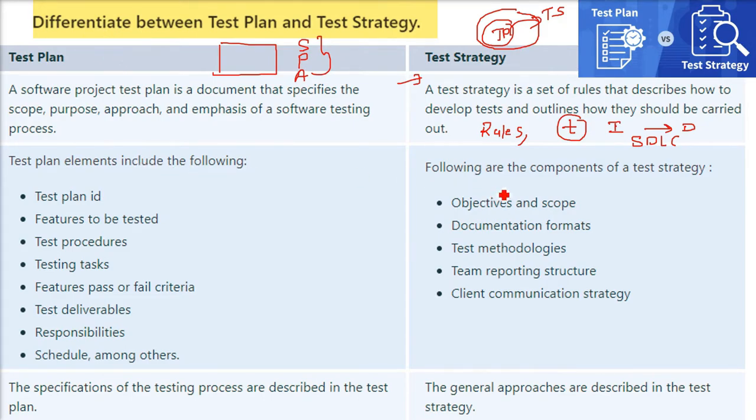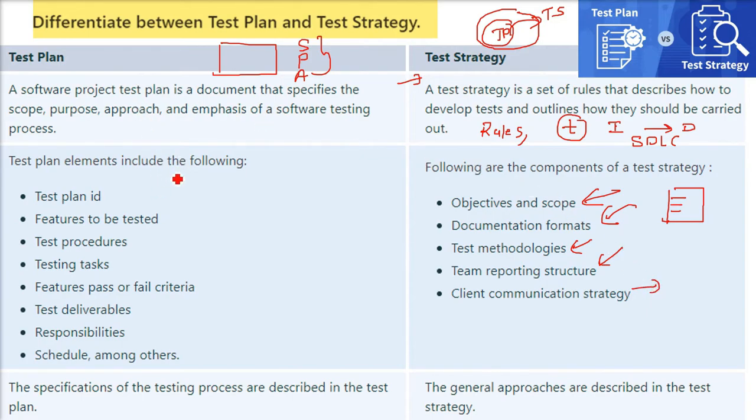In test strategy, we have the following components. Objective. What is the objective? What is the scope? What will the document formats be? These are the formats you have to follow. What are the test methodologies? What do you have to do? Black box, white box, smoke or sanity, or whichever. Then the team reporting structure. Who is going to test? What is the quality assurance, quality control structure, and the client communication strategy.